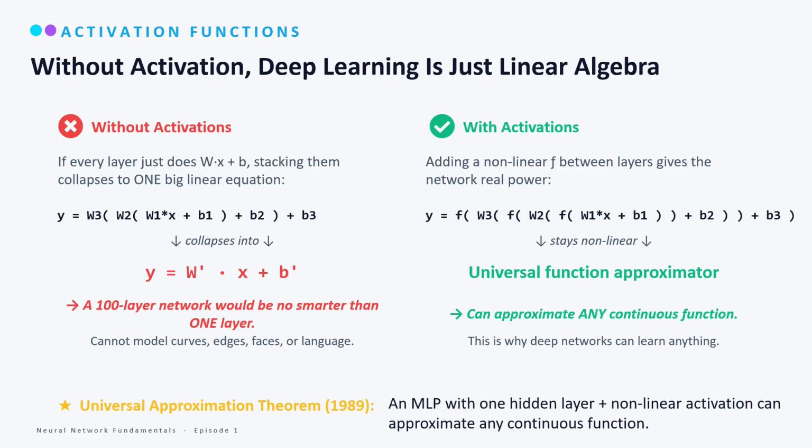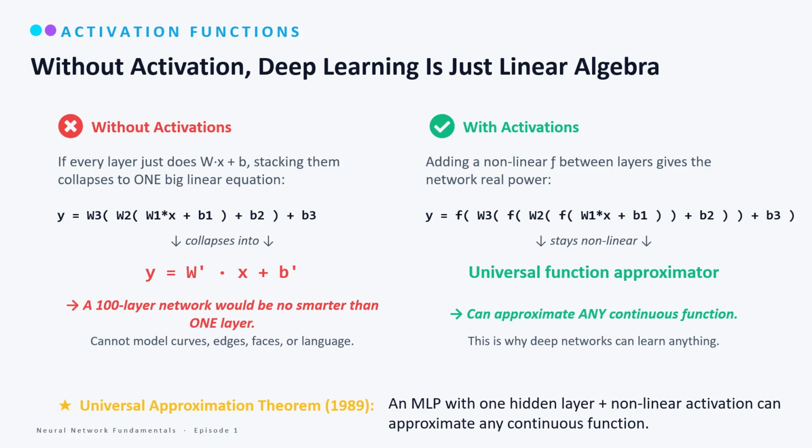Now I have to tell you something important. Without activation functions, deep learning literally doesn't work. Here is why. If every layer just does weight times inputs plus bias, pure math, then stacking 100 layers collapses into one big equation. A 100 layer network would be no smarter than a 1 layer network. Useless. But the moment you add a non-linear activation function between the layers, boom, the network can suddenly learn anything. Curves, edges, faces, language, music, anything.